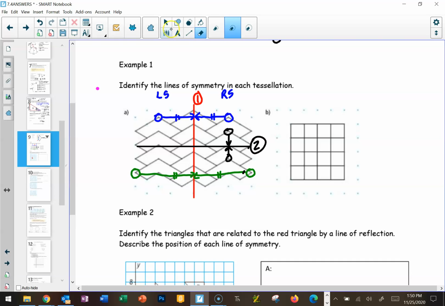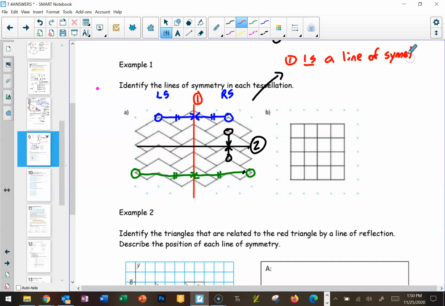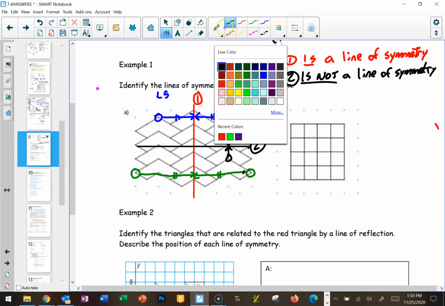So in this case, line 1 is a line of symmetry, but line 2 is not a line of symmetry. So there's an example and there's a counter example there. So let's go look at the next one across.